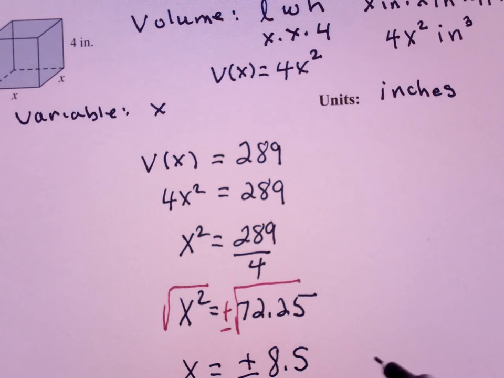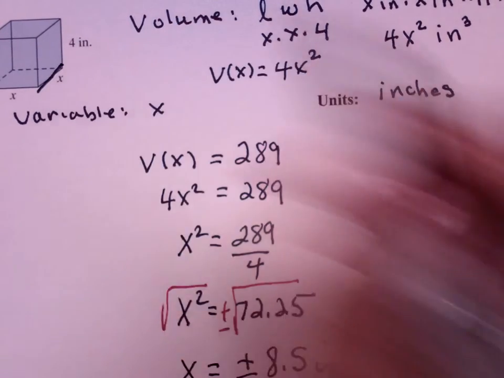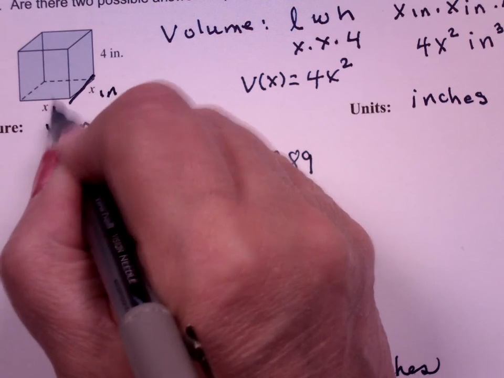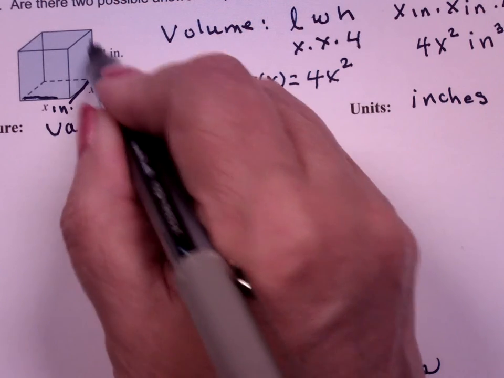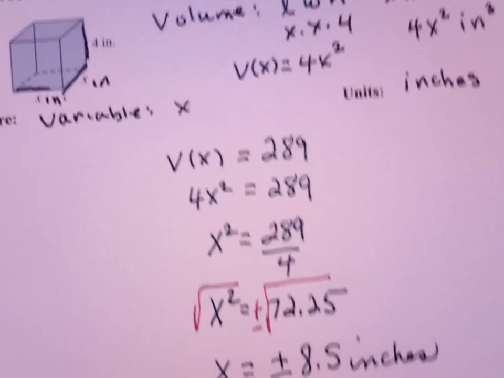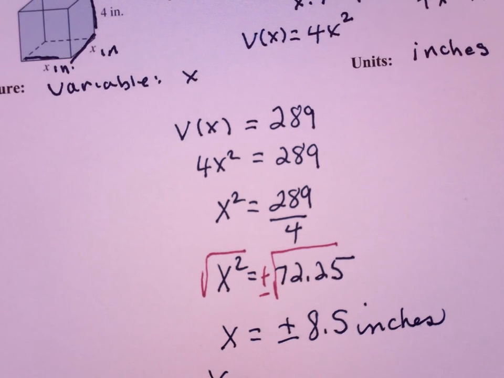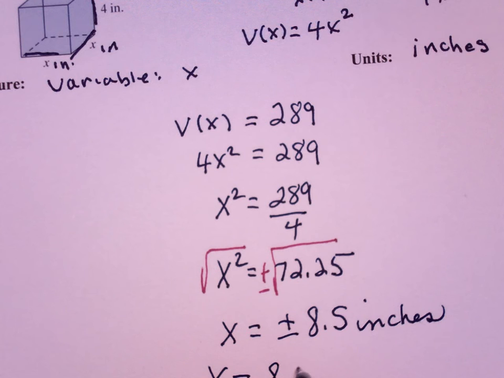Inches. Yeah, but put cubic on there? Don't have to put the cubic on there because remember, this unit is inch, this is inch, and this is inch, and then inch times inch times inch is cubic inch. However, what is my answer really? Can I have a minus 8.5? No. So it's only 8.5 inches.